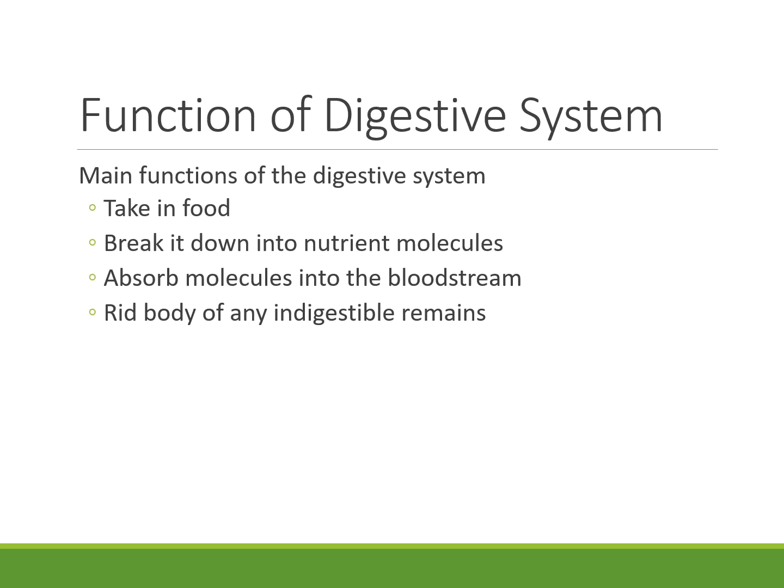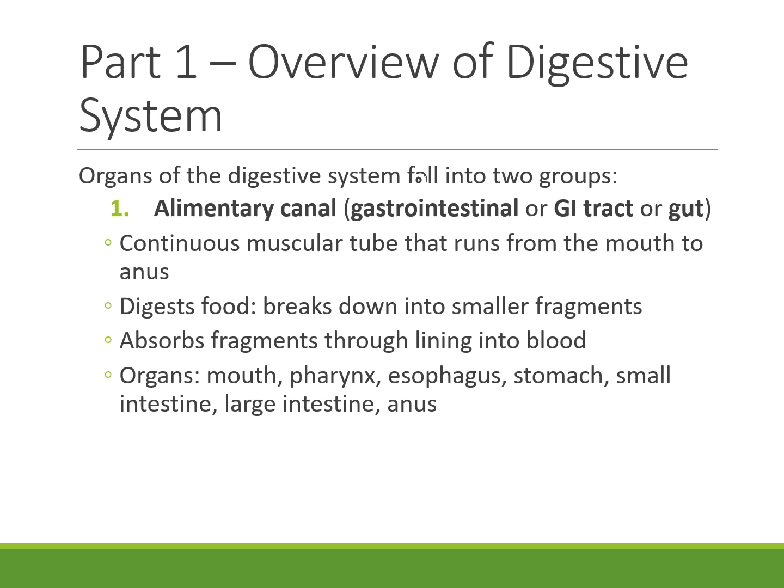So what are the main functions of the digestive system? Well, the big one is to take in food and then to break it down into its building blocks, then to absorb those molecules, those building blocks across into the bloodstream, and then ultimately get rid of anything that our body was unable to digest. So the organs of the digestive system, there's two main sides to this.